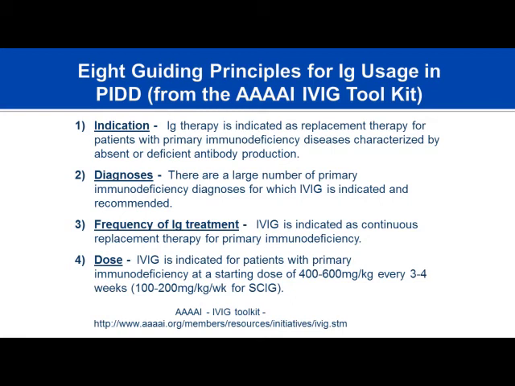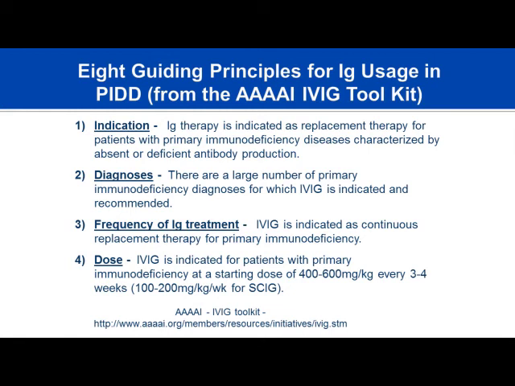The third guiding principle is that of the frequency of immunoglobulin treatment. Immunoglobulin is indicated as continuous replacement therapy for primary immunodeficiency. And once a diagnosis is made and conferred, it is inappropriate to stop therapy periodically to assess whether or not the patient has the diagnosis, because once the diagnosis is conferred, that patient will have that diagnosis for life.